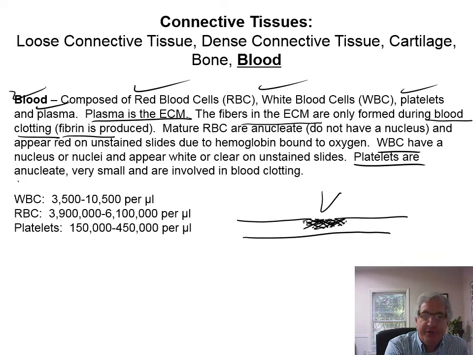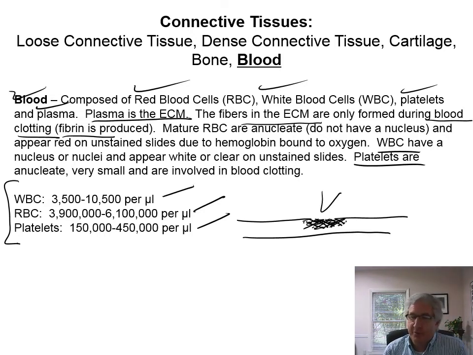The numbers of cells you have in your blood, remember we did the metric system, so we're going to talk about microliters here. Red blood cells are the most abundant, about 4 to 6 million per microliter. Next down is platelets, about 150 to 450,000 per microliter. And then white blood cells, about 3.5 to 10,000 per microliter. So you have mostly red blood cells in your bloodstream, then platelets, and then a few white blood cells running around.